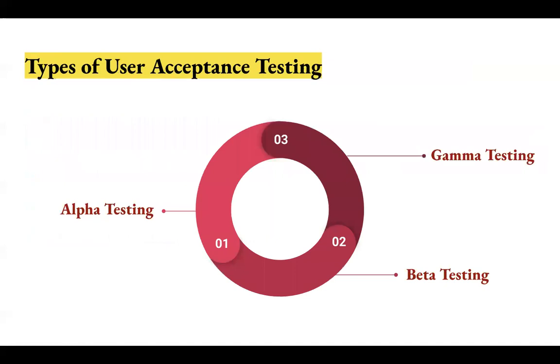Types of user acceptance testing. Alpha testing, beta testing, and gamma testing are performed under user acceptance testing. I will cover all details of alpha, beta, and gamma testing in next videos.